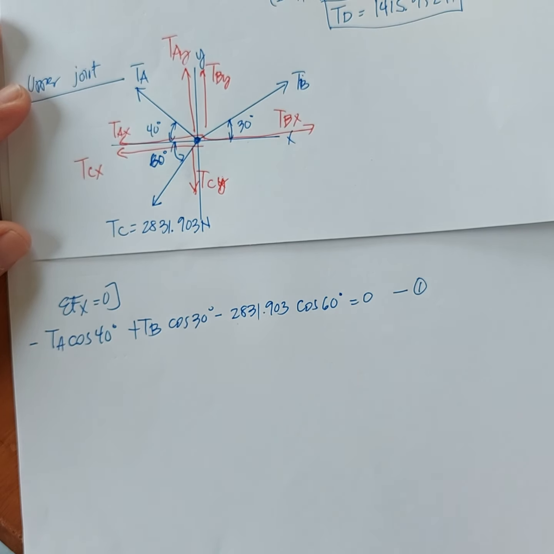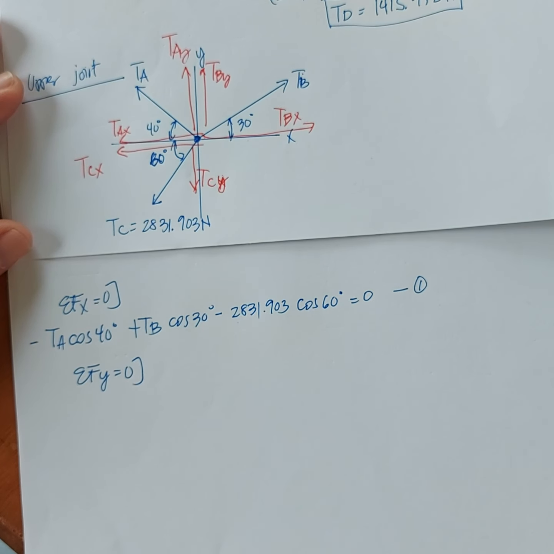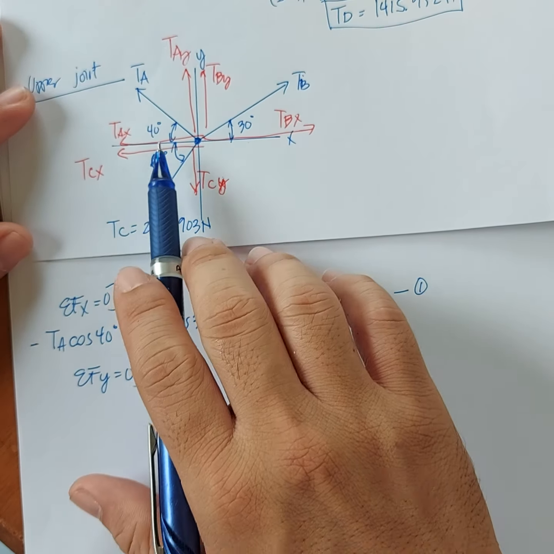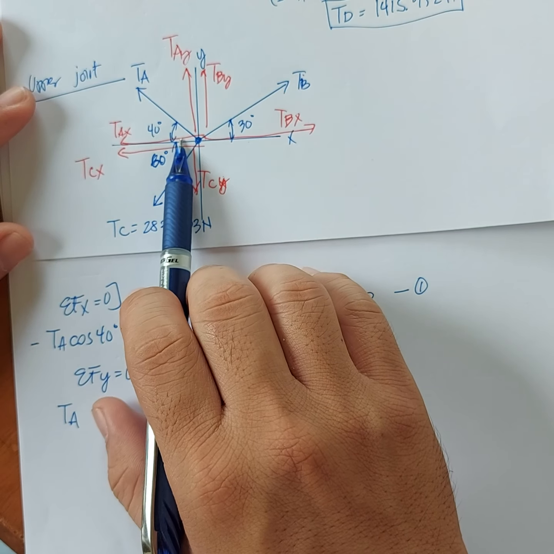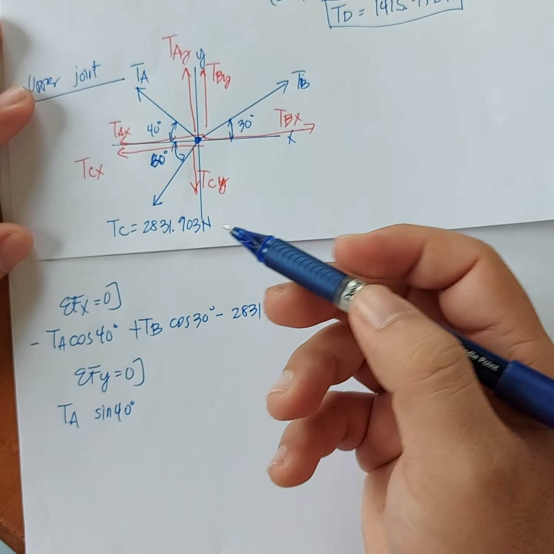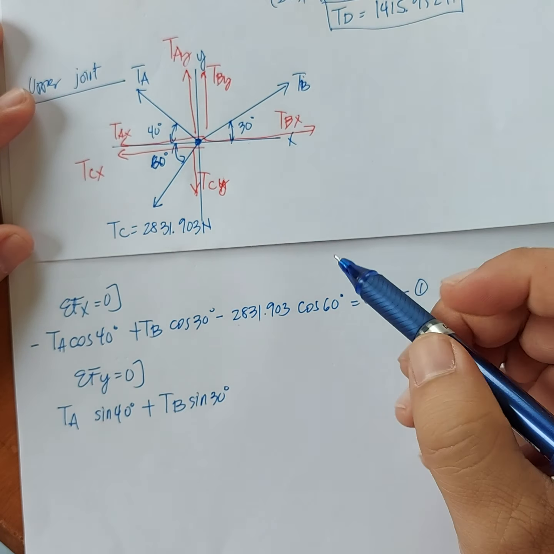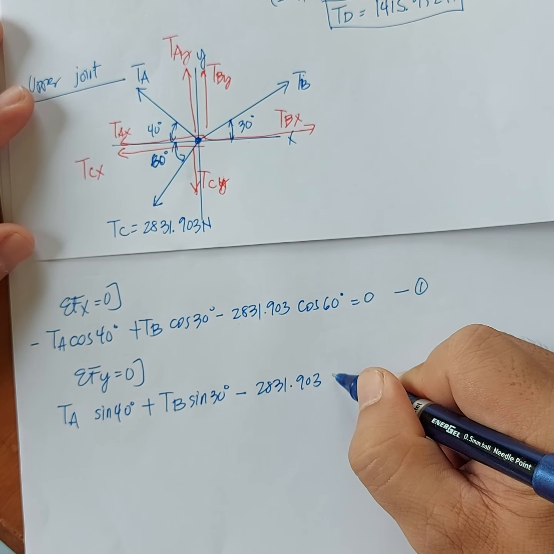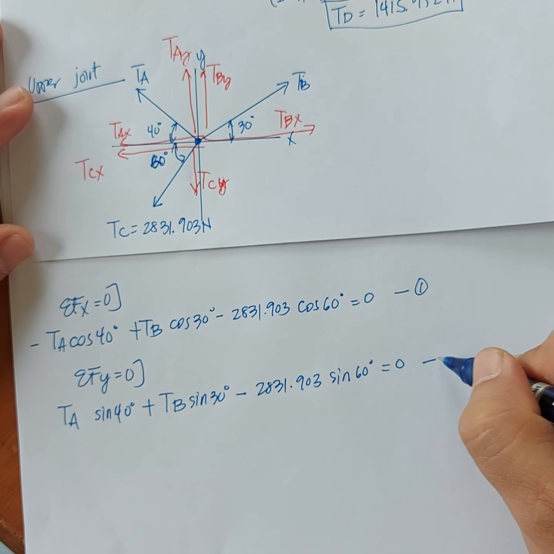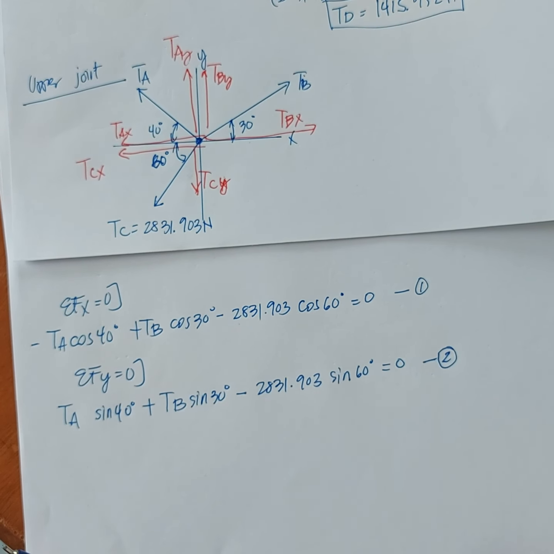And then we have two unknowns here, no? So we have to find another equation that will be coming from the summation of forces along the vertical axis. That should be equal to 0. So lahat ng vertical components, let's start with TA again. Vertical component of TA, upward, so positive siya. So TA sine of 40. Then TB is also upward, so plus TB sine of 30. And then TCY is directed downward, so minus TC, which is 2831.903 sine of 60 degrees. And that should be equal to 0. That's our equation 2. We have two equations, two unknowns here, TA and TB.